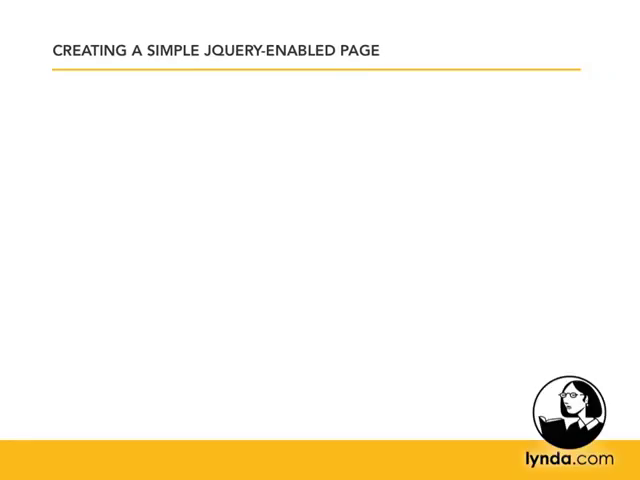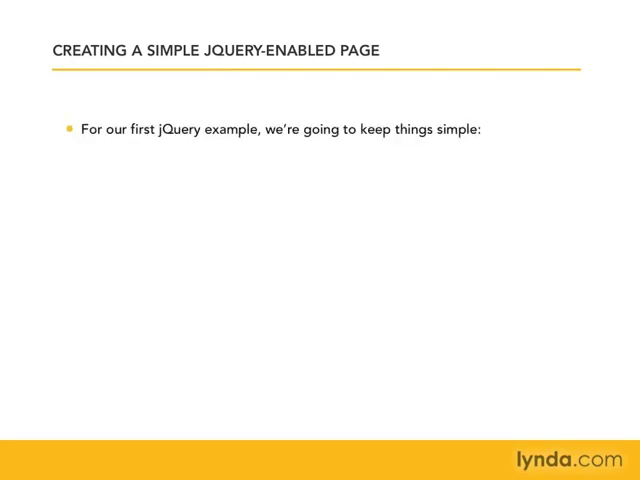So now that we've downloaded jQuery and saved it to our hard drive, we're going to create a simple jQuery enabled page. And for the first jQuery example, we're going to keep things pretty simple. So our example page is going to do three things. It's going to include a reference to the jQuery library that we just downloaded.